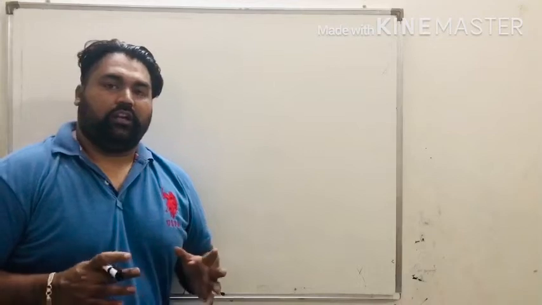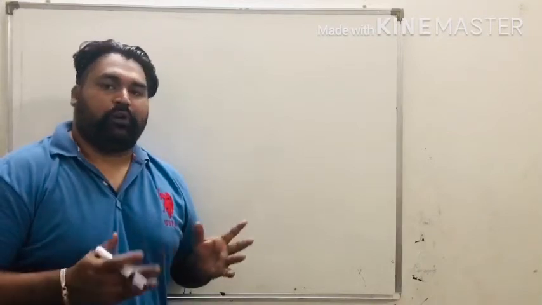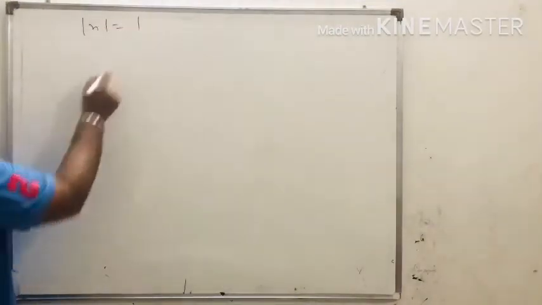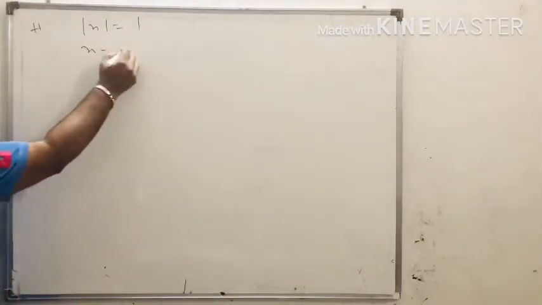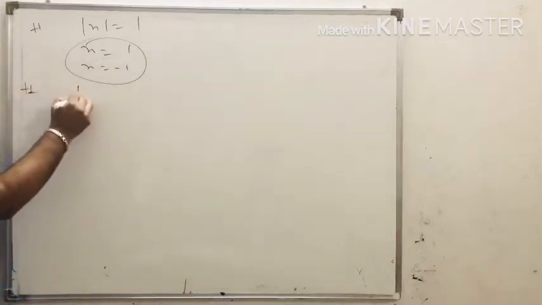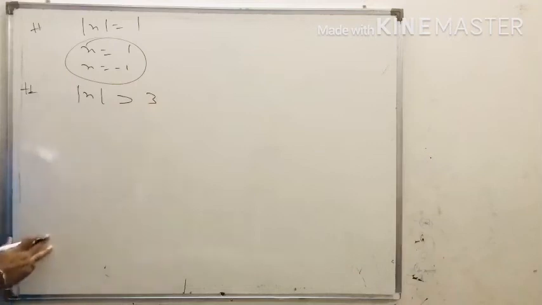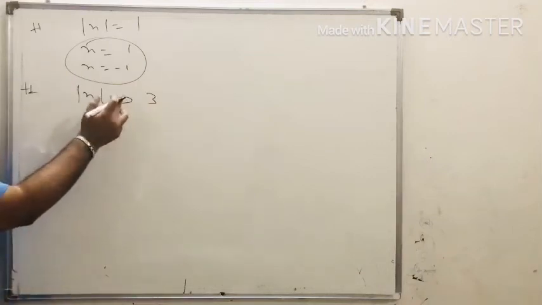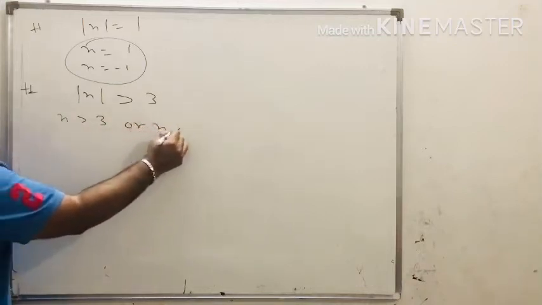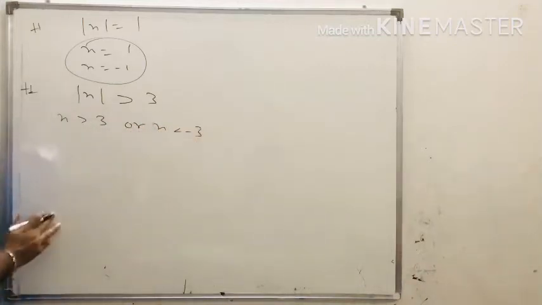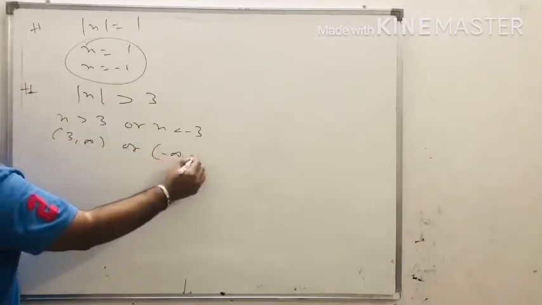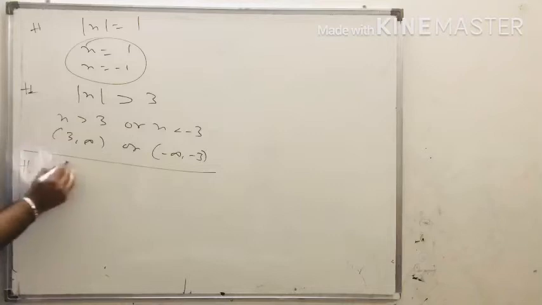So in a nutshell, let me recall the previous points regarding the modulus function. Modulus x equals 1 means x equals 1 or x equals -1. If modulus x is greater than 3, the sign is greater than. Whenever the sign is greater than, x is greater than or equal to 3 or x is less than or equal to -3. So 3 to infinity or minus infinity to -3.